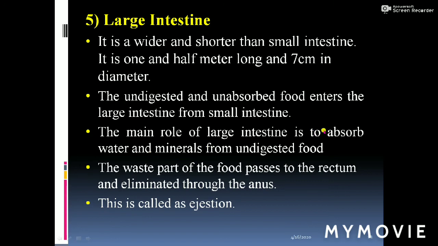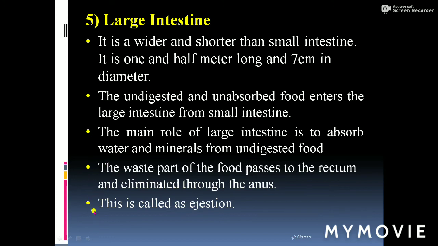What will be the main role of the large intestine? It absorbs water and minerals from undigested food. Clear? So if the question is, what is the function of the large intestine, you can say, water and minerals are absorbed by the large intestine. After that, the waste part of the food passes to the rectum and is eliminated through the anus. And the whole process is called ingestion.